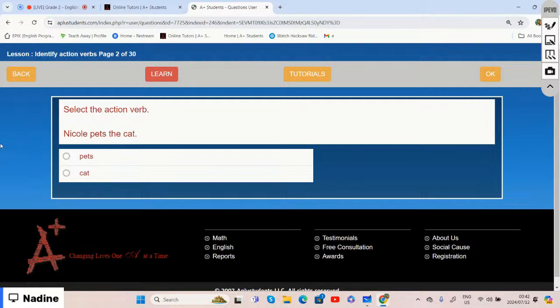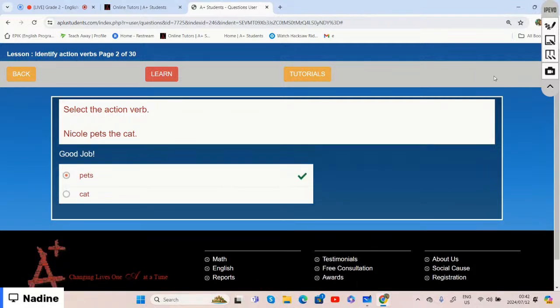All right, yes. And if we were to choose the correct one, we would say it is option one. Nicole pets the cat. Something that she's doing. Well done.